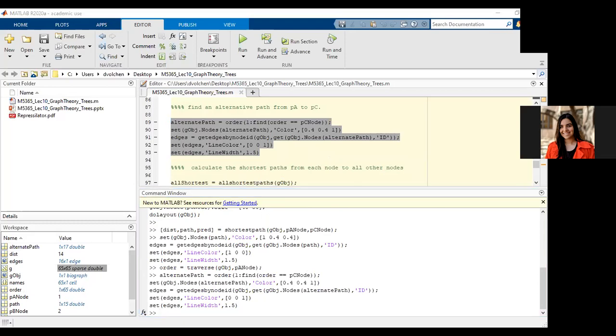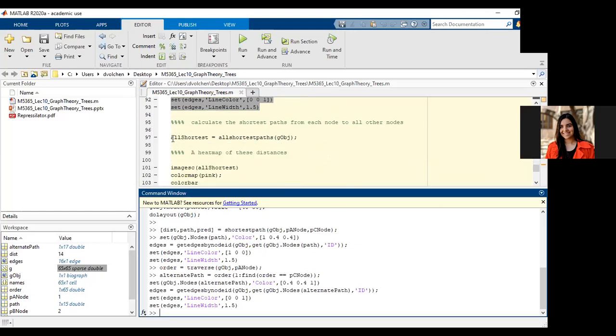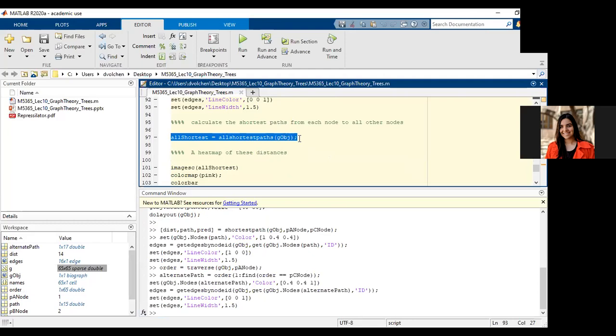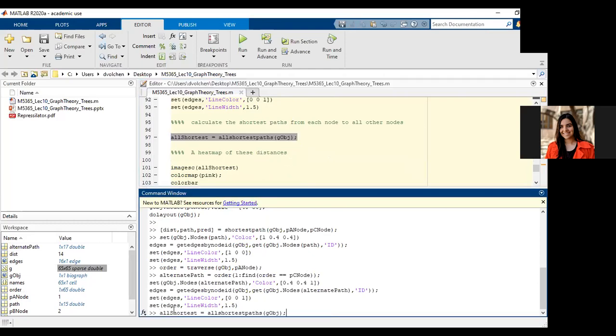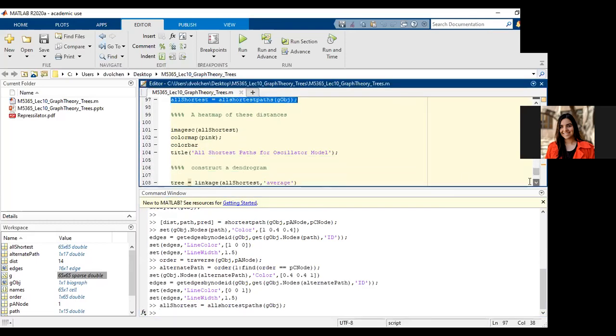And I found an alternative path, a blue one. And in principle, if I want to find all shortest paths, I can just generate a matrix of all possible paths. And now I want to somehow visualize it.